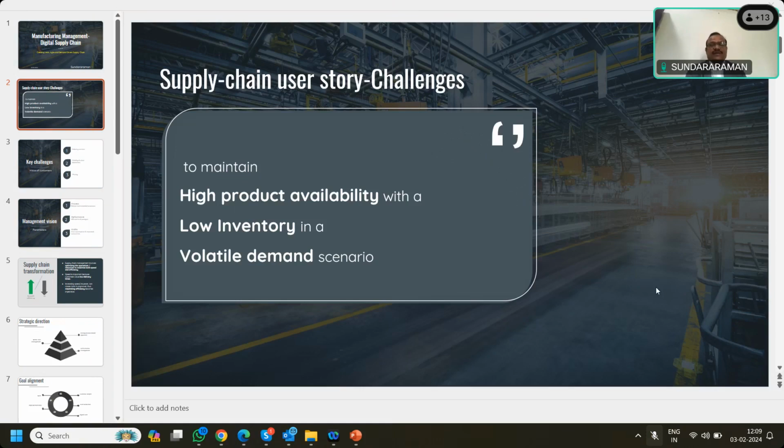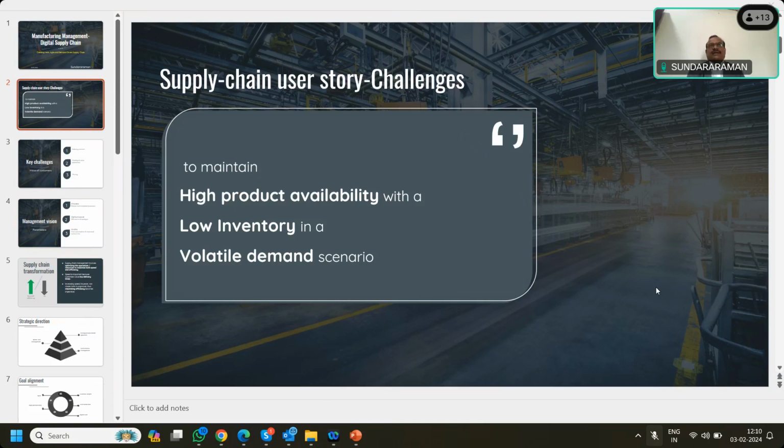In the current scenario, supply chain is in a post-COVID pandemic situation. Most customers want high product availability at any point of time. There is no lead time, and if they want the product, they want it in the system with minimum lead time. The challenge for the company is that they need to keep low inventory at any point of time, where demand uncertainty is very high. It calls for a volatile demand scenario. So these are basic challenges for any industry.